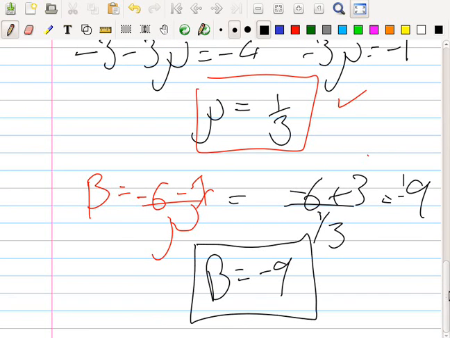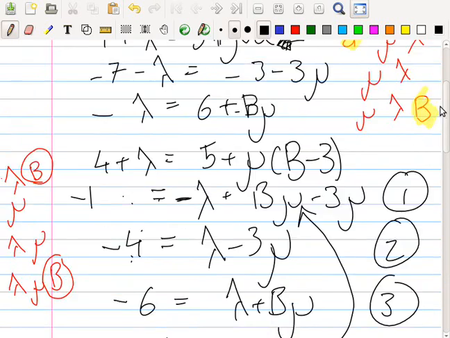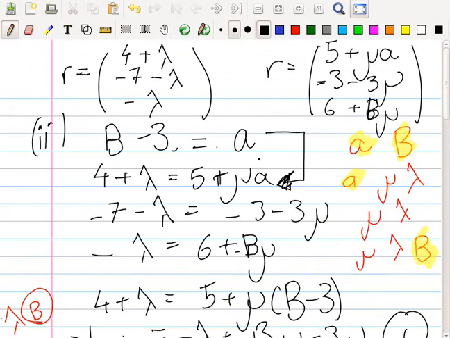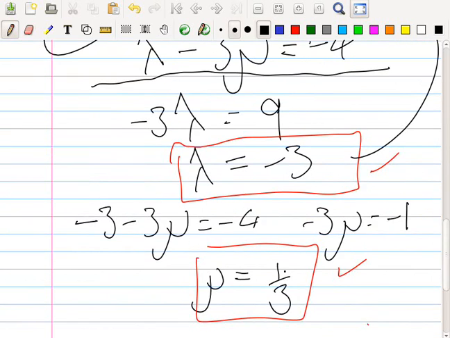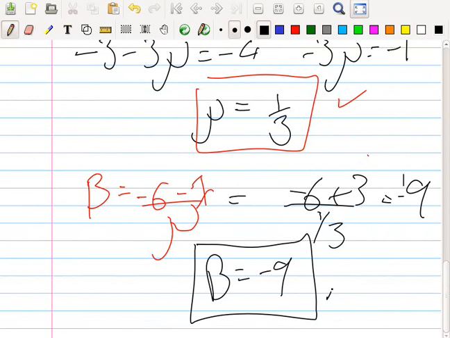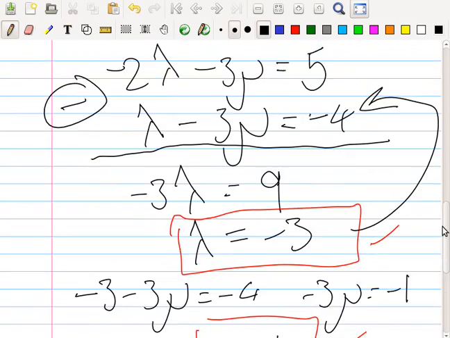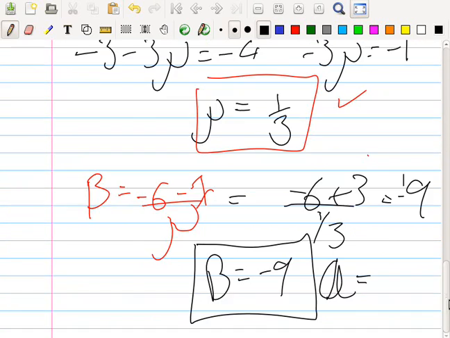And now get the a, which one? There we go, yeah. A equals b minus 3. So a equals b minus 3. So minus 12? Isn't that what I said? B minus 3, isn't it? Yeah, b minus 3. So minus 12 is the a. Minus 9? Yeah, minus 9.